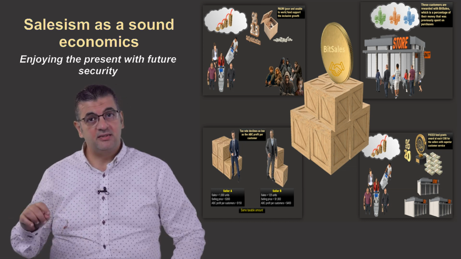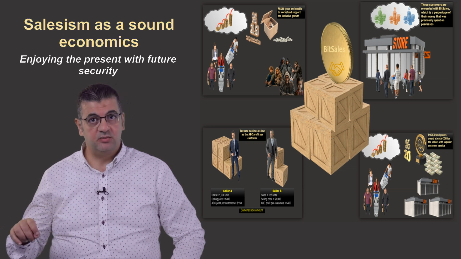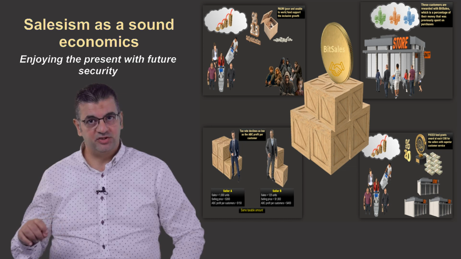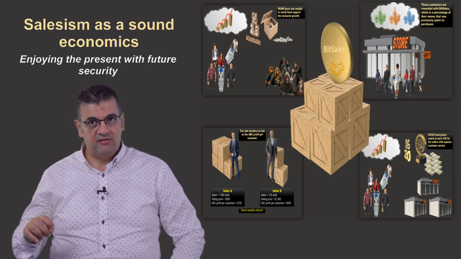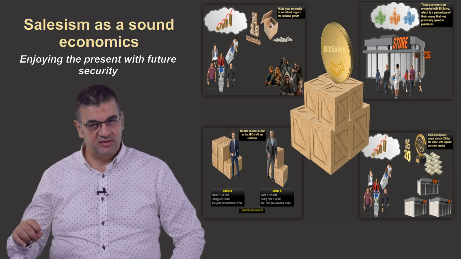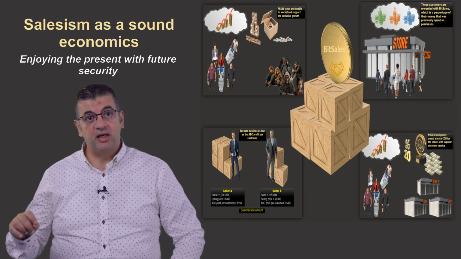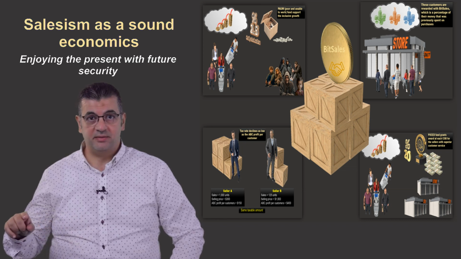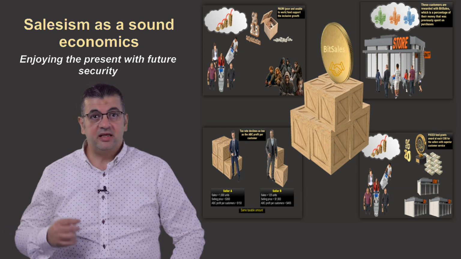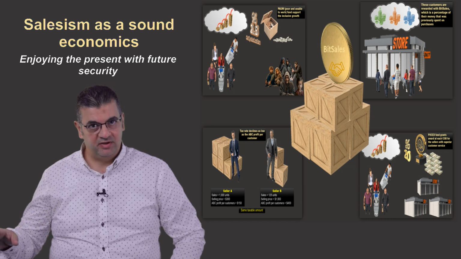Fifth, why is Salesism a sound economic system? Enjoying the present with future security. Because of the bid sales amortization feature, a bid sales holder will have a high time preference to spend it as soon as he receives it, while keeping his fiat banknotes in the bank. Spending bid sales while maintaining fiat banknotes in the bank maximizes the enjoyment of immediate consumption and gives a feeling of security in the future by having banking savings.